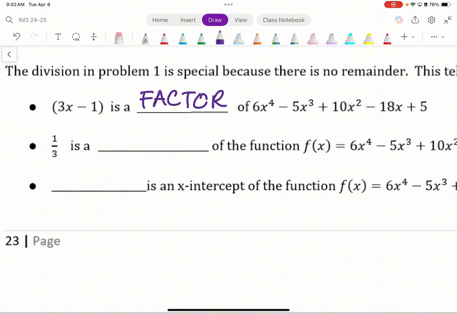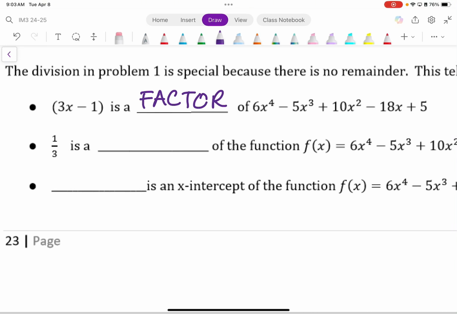Let me give you another number. Is 4 a factor of 8? Yes. Why? It goes in twice with no remainder. Is 5 a factor of 8? No. Why not? It goes into 8 once, and then we have a remainder of 3. Do you guys see what I'm saying? For something to be considered a factor, there must be no what? Remainder.